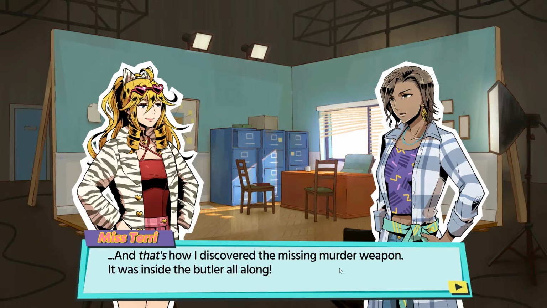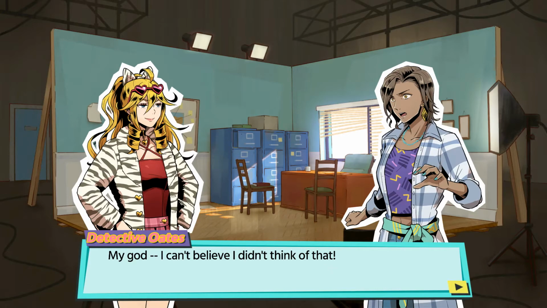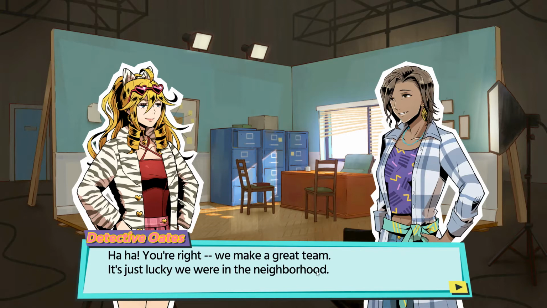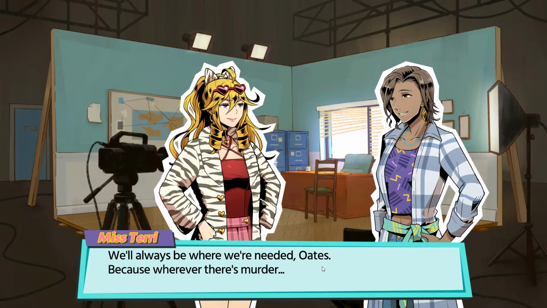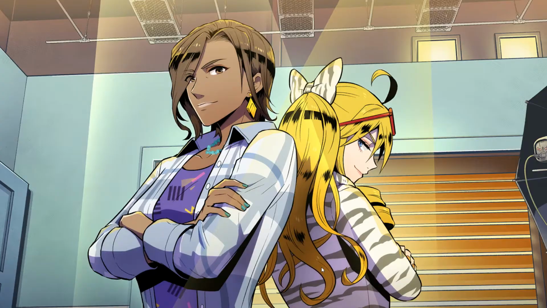And that's how I discovered the missing murder weapon. It was inside the butler all along. Okay, that was the wrong voice. My god, I can't believe I didn't think of that. I couldn't have done it without your help, Detective Oates. After all, someone had to distract that swarm of bees. You're right. We make a great team. It's just lucky we were in the neighborhood. We'll always be where we need it, Oates. Because wherever there's murder, there's Miss Terry.